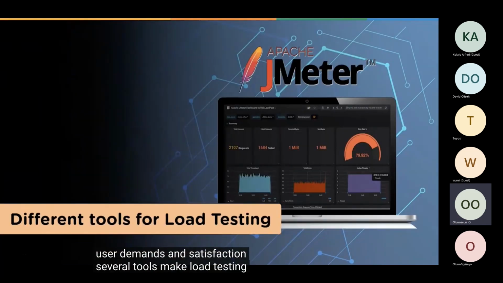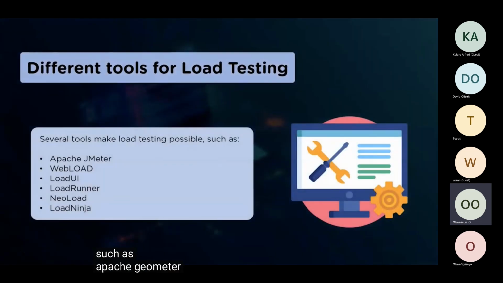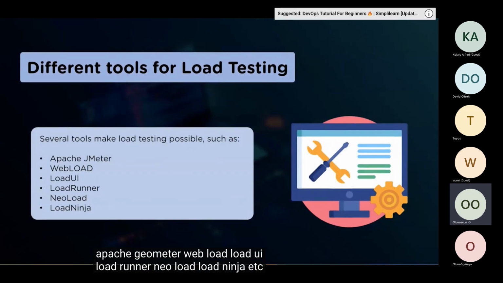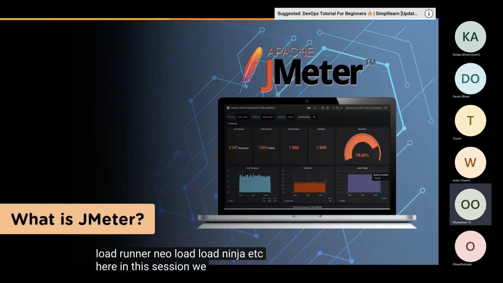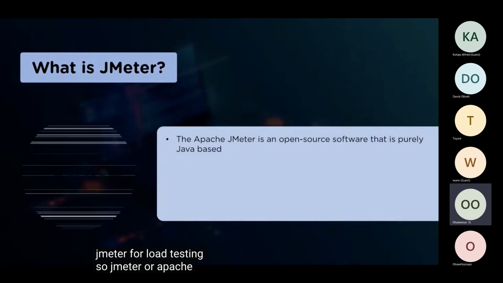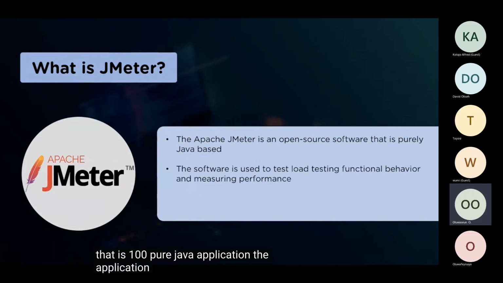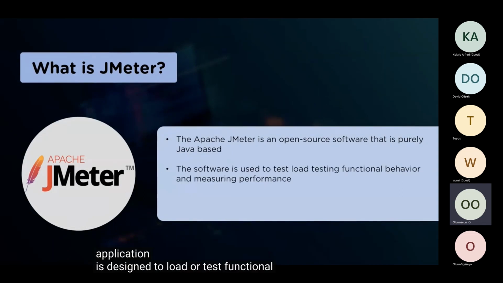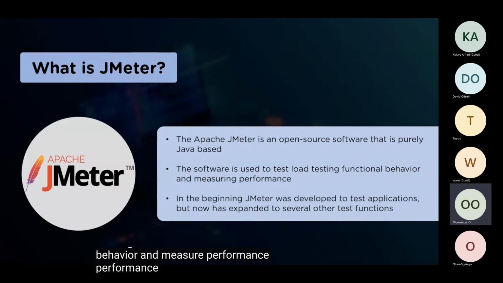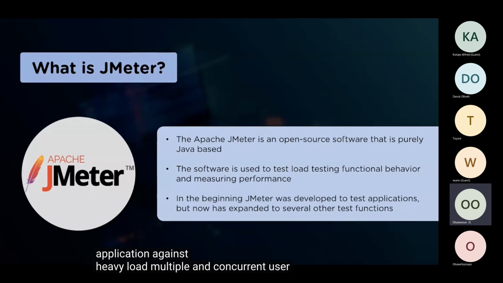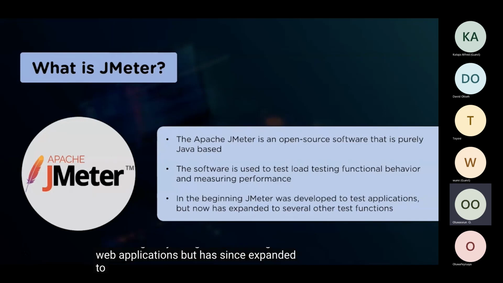Several tools make load testing possible, such as Apache JMeter, WebLoad, Load UI, Load Runner, NeoLoad, Load Ninja, etc. Here in this session, we shall be using JMeter for load testing. So JMeter or Apache JMeter is open source software that is a 100% pure Java application. The application is designed to load test functional behavior and measure performance. Performance testing means testing a web application against heavy load, multiple and concurrent user traffic. It was originally designed for testing web applications but has since expanded to other test functions.